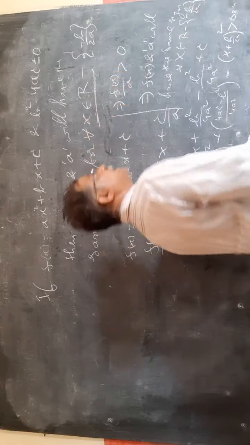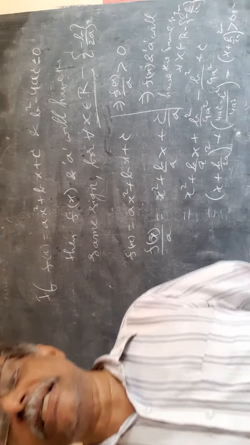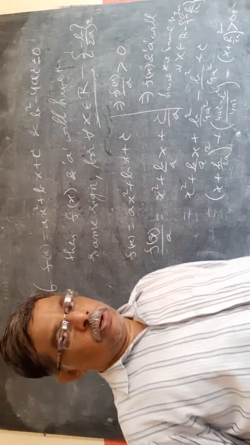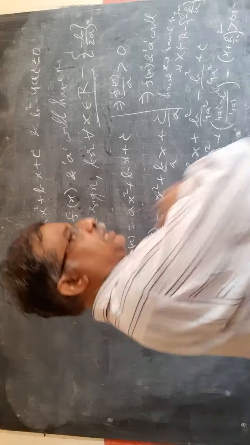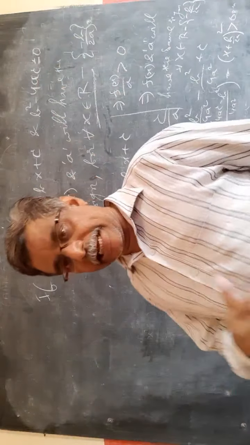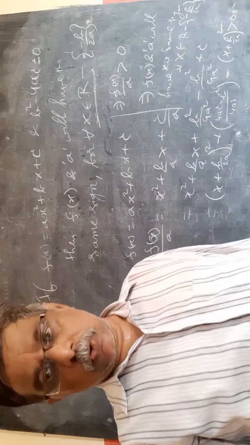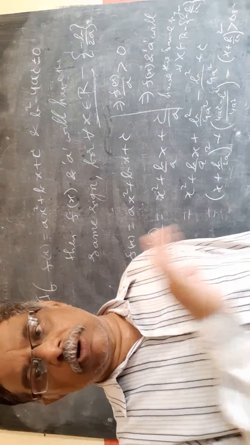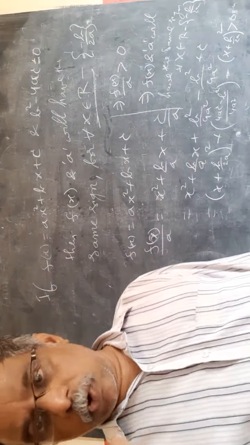This is if b square minus 4ac is 0. Next, we discussed what happens if b square minus 4ac is less than 0. Next, third case. Till now we discussed less than 0 and equal to 0. What happens if b square minus 4ac is more than 0?